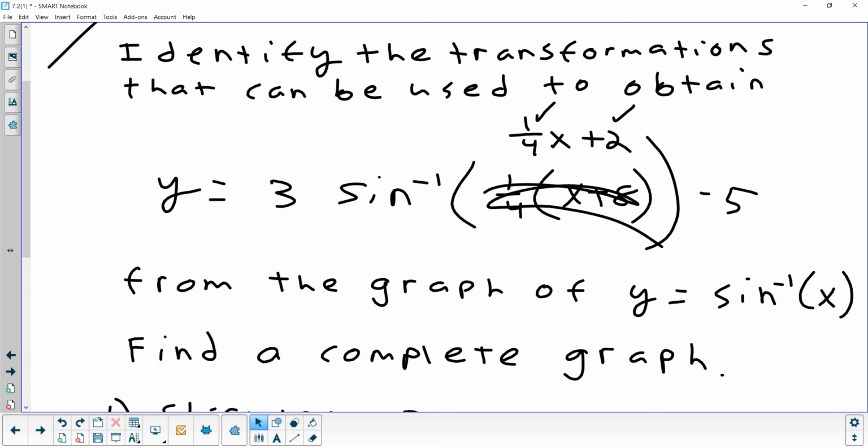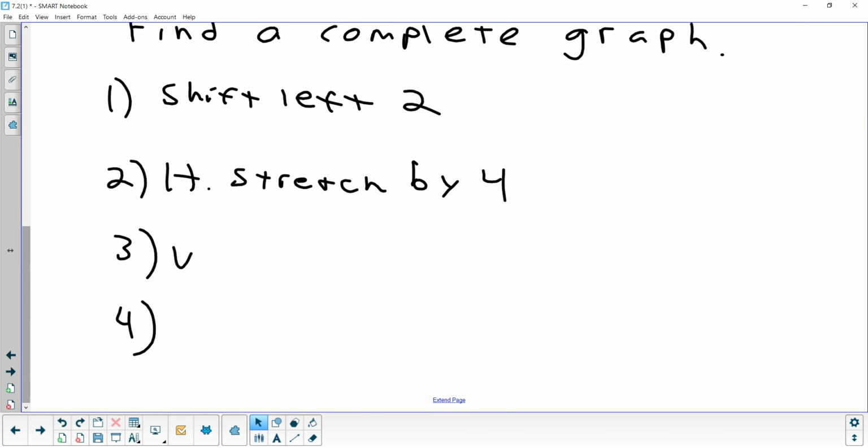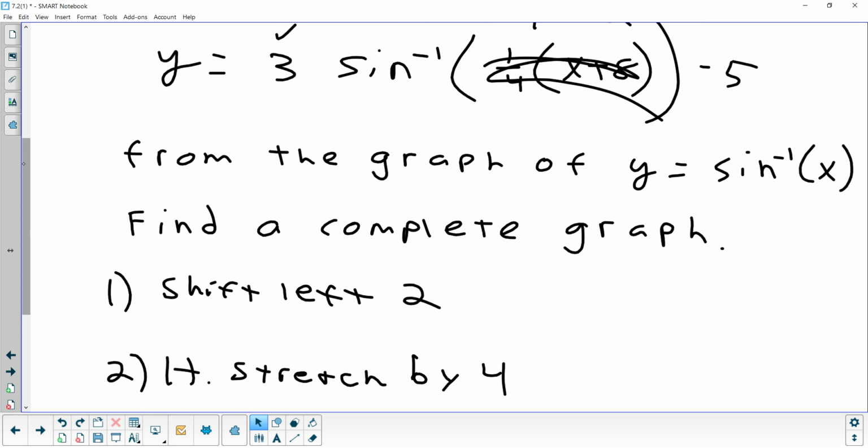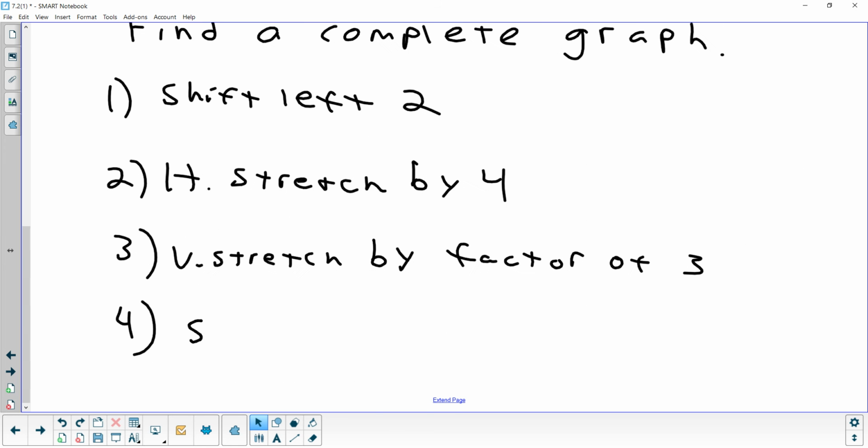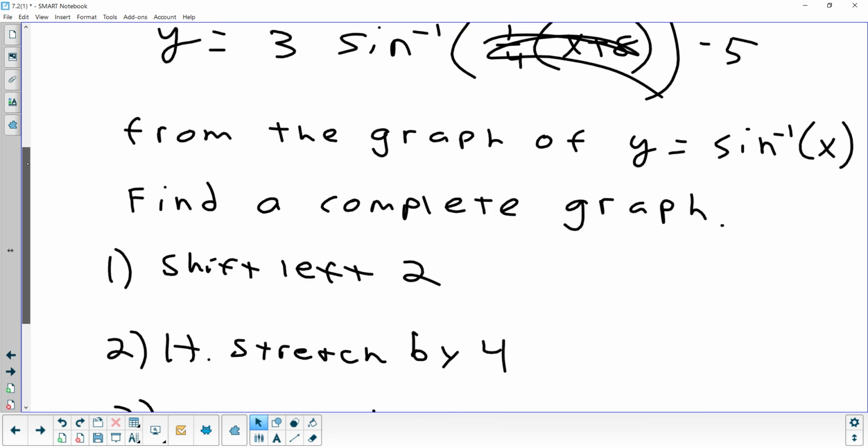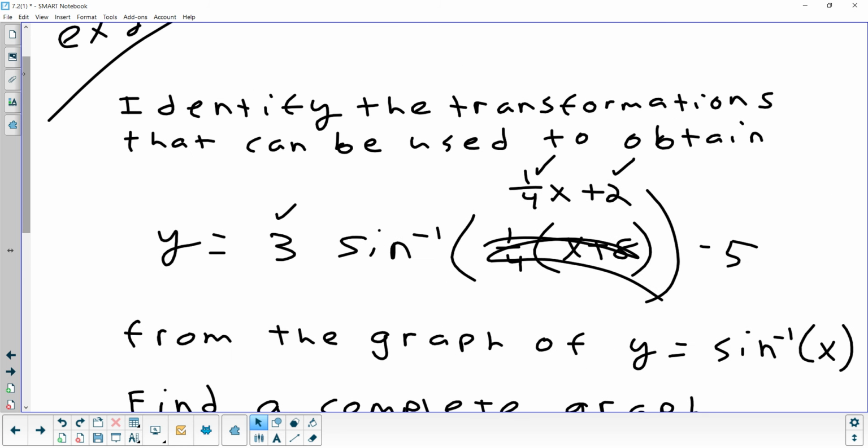Yep, the vertical stretch. And Abigail, how would you describe the vertical stretch here? Yep. So vertical stretch by a factor of 3. And Jack, what would be my last transformation? Vertical shift down by 5. Perfect. Any questions on identifying the transformations?